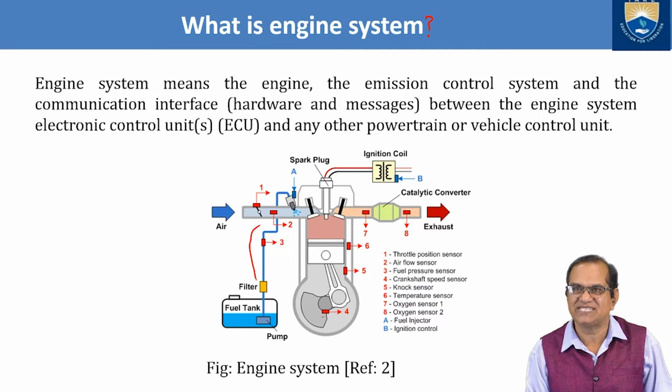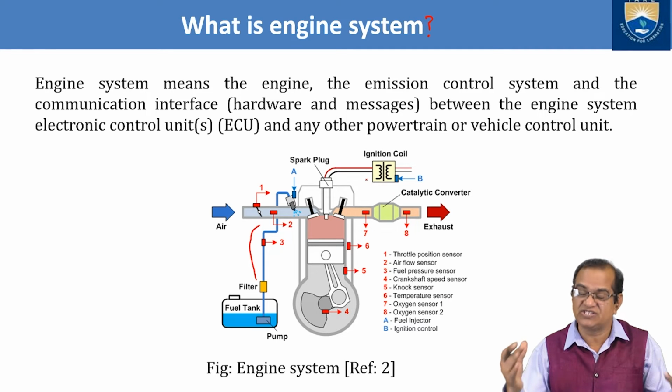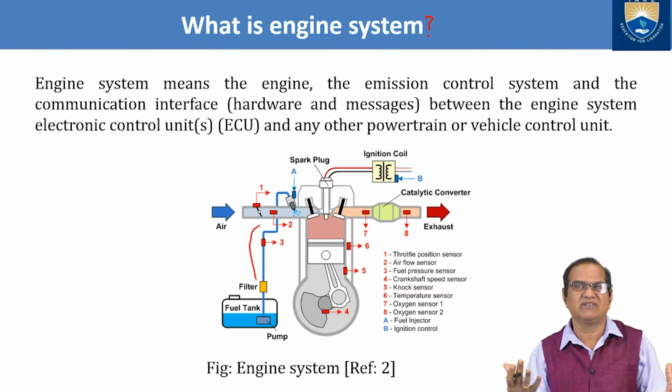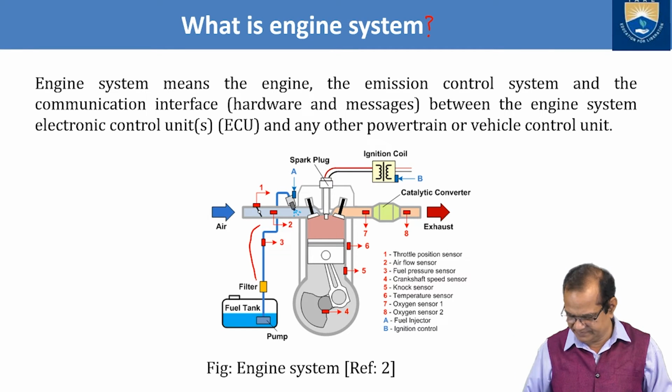Here we have the speed sensors. Then we have the 5, knock sensors here. Then we have the 6, temperature sensors. We have 7 here, oxygen sensors. 8 we have the oxygen sensors again. A is a fuel injector here and B is an ignition control. So this full makes one aircraft system or engine system. So once we talk about engine system, it includes all sensors, all emission controls, power control, electronic control, everything is called the engine system.